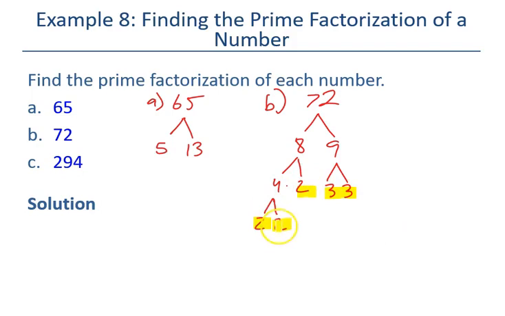So 2 times 2 is 4. 4 times 2 is 8. Okay, 8 times 3 is 24, and then 24 times 3 is going to be 72. Okay, and we can go ahead and do one more. Let's do the 294. Oops. Write that correctly here, 294.